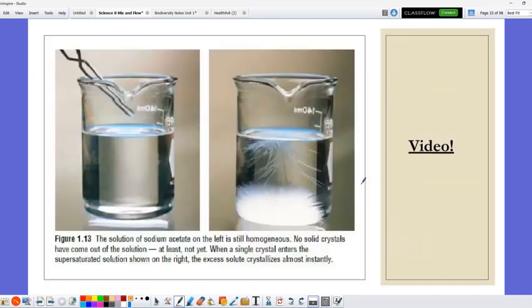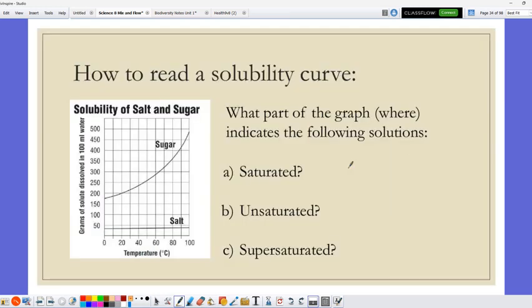And there is an example of a supersaturated solution. See, the supersaturated solution is here. You add a crystal, and then all of a sudden, all the extra stuff that we were able to get dissolved because we had increased the temperature and slowly cooled it, now comes out and forms this pretty cool crystal lattice. And we looked at how to read a solubility curve, right?